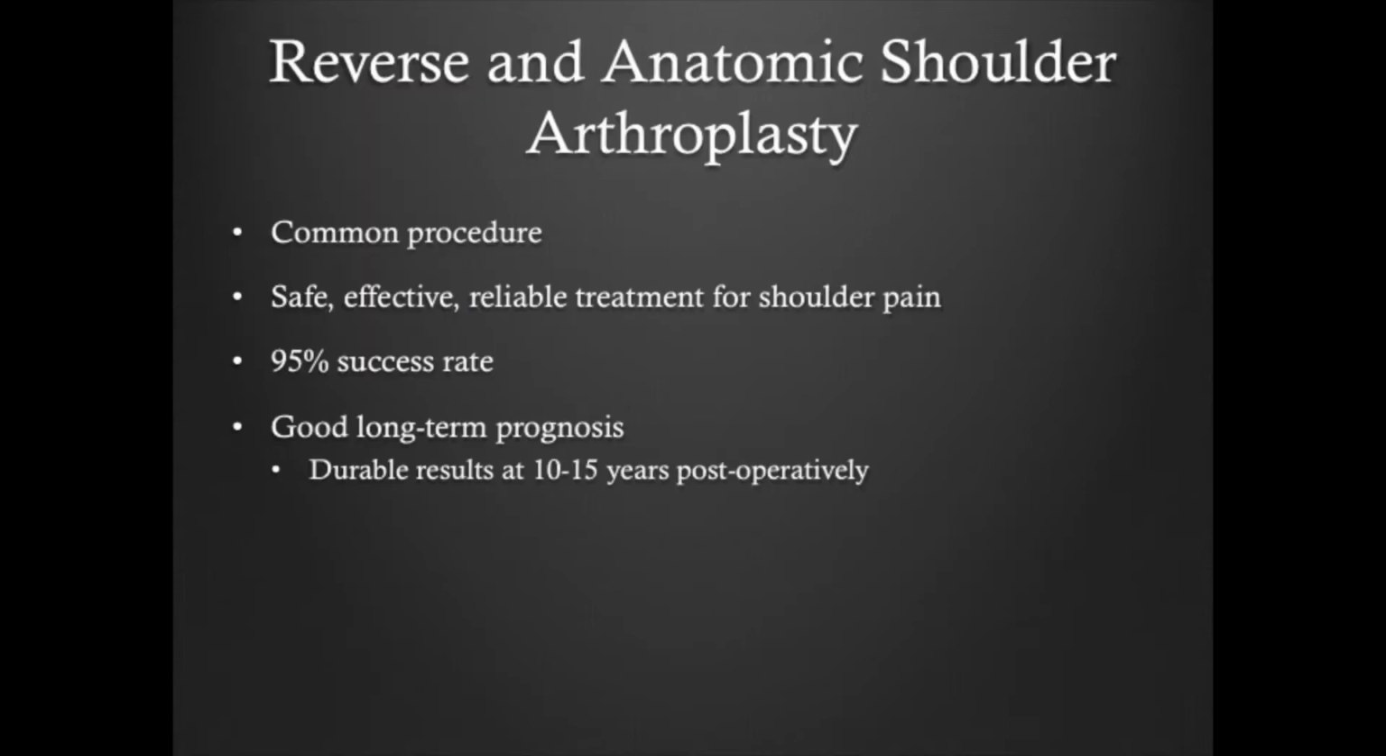Reverse and anatomic shoulder arthroplasty is a safe, effective, and reliable treatment for shoulder pain. In the right hands, it has a 95% success rate and a good long-term prognosis at 15 years.